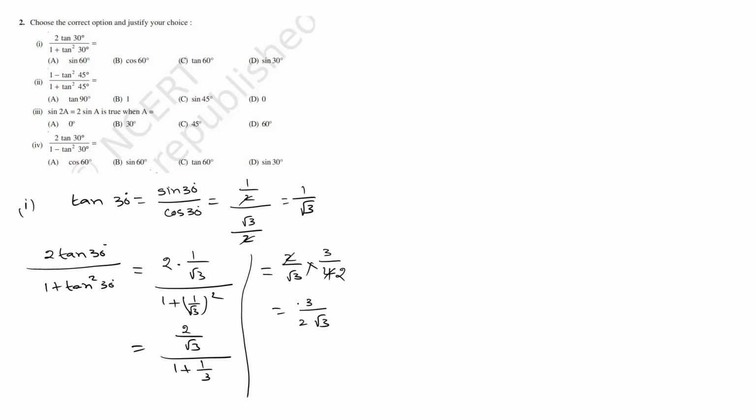So this 3 can be written as root 3 whole square. Now this root 3 and the square will get cancelled. So finally we'll get square root 3 divided by 2 as the answer for this one. But here they have given sin 60, cos 60, tan 60 and sin 30. We know that root 3 by 2 is the value for sin 60. So this can be written as sin 60 degrees here. So option A is the answer here.